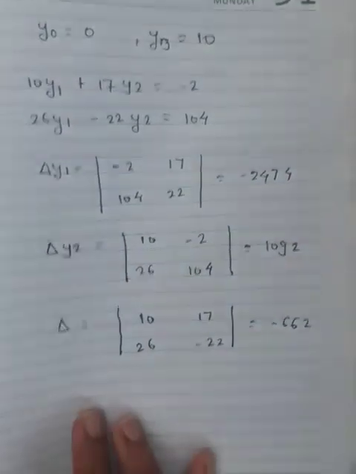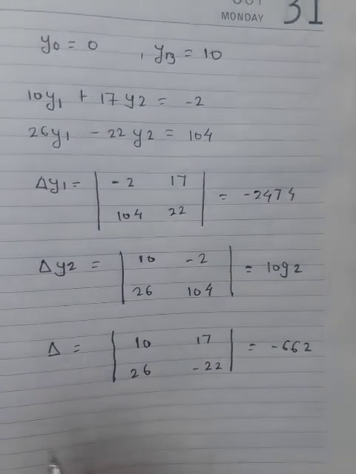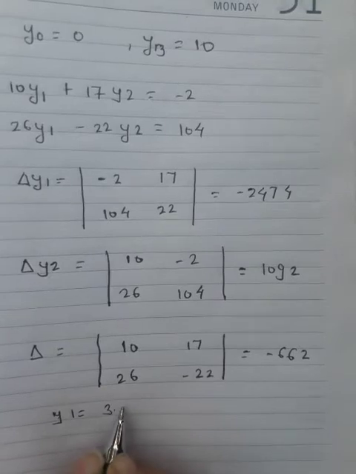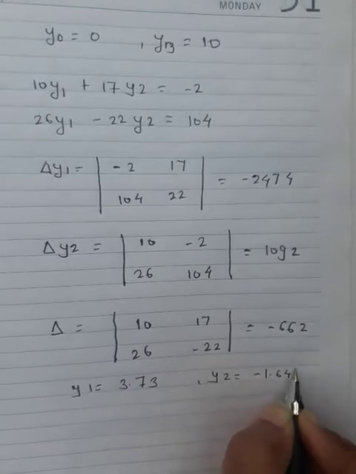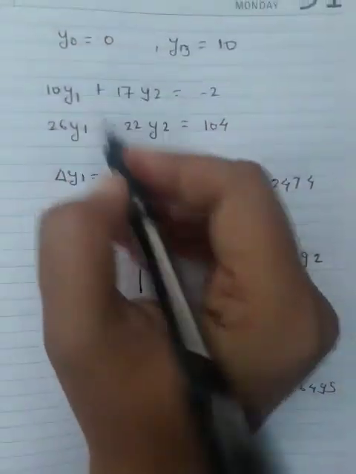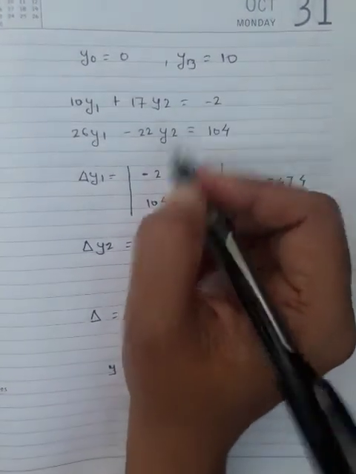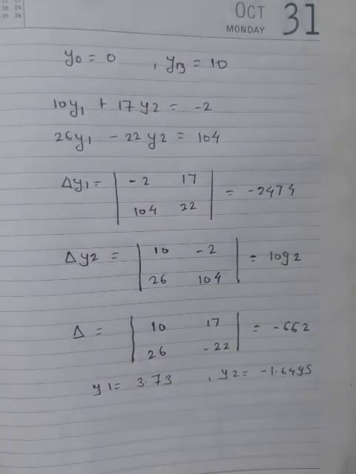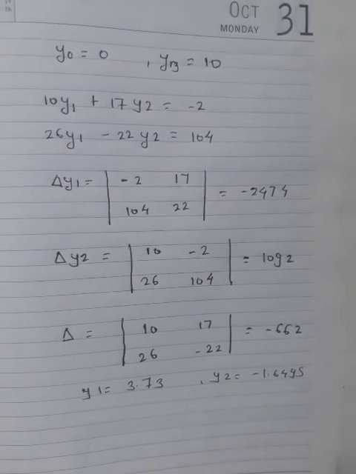Okay, so you have to solve this and you will get the values of y1 and y2. So y1 is equal to 3.73 and y2 is equal to minus 1.6495. This is one way, by using Cramer's rule you can solve, or you can simply solve these simultaneous equations. Anyway you can solve this equation and find out the values of y1 and y2. Such numericals can be solved by this method, as I have just explained to you.